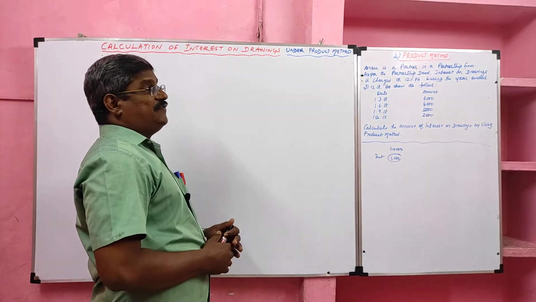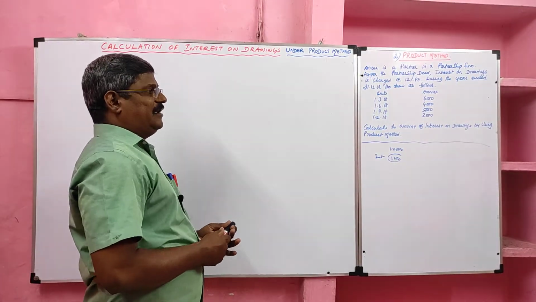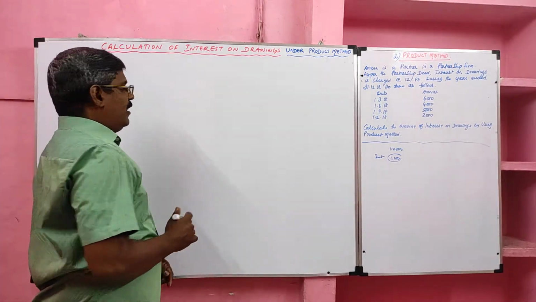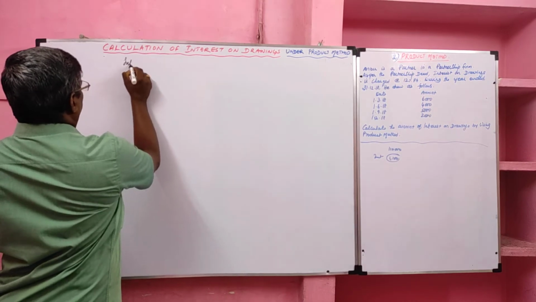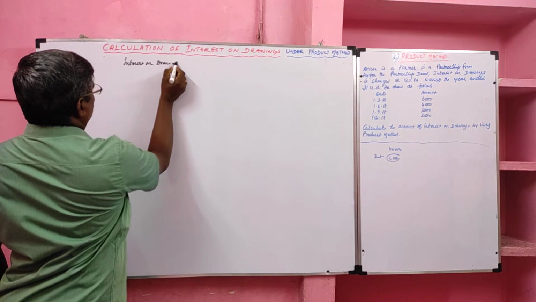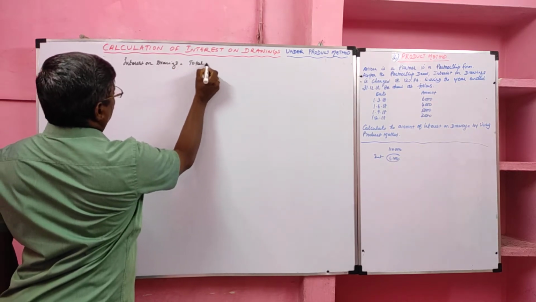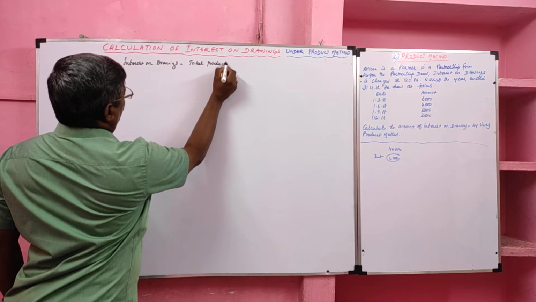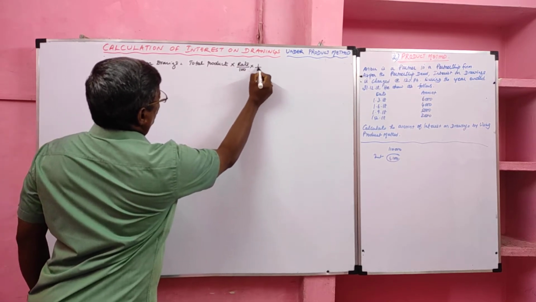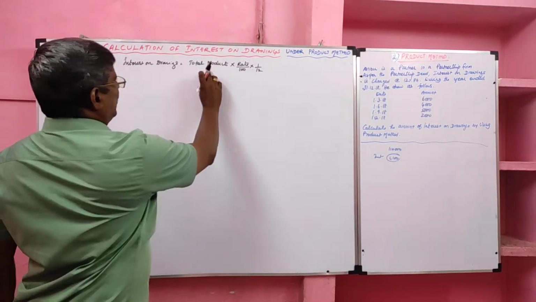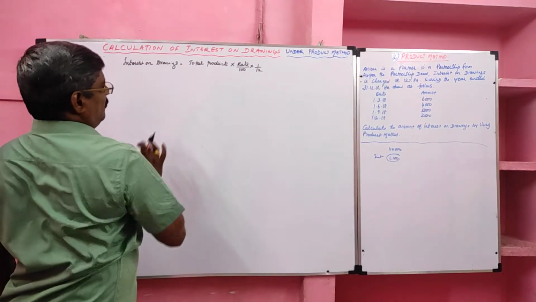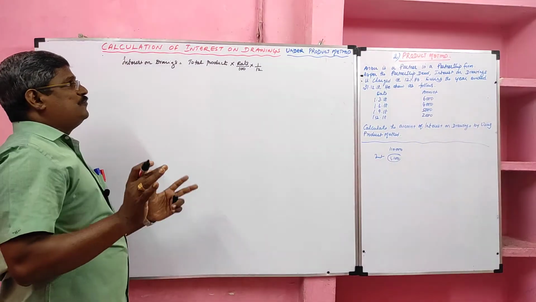They are asking us to find interest on drawings under the product method. If you want to find interest on drawings under the product method, first we should be thorough with the formula. So if you want to calculate interest on drawings, the formula is total products into rate by 100 into 1 by 12. We have to find total products. The remaining items are available in the question. Now I am going to show how to find the total product.